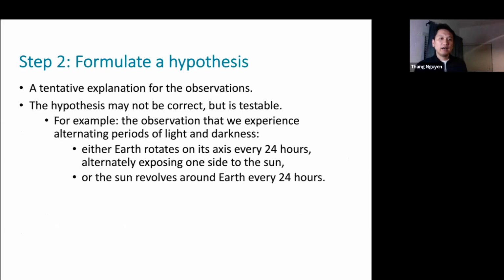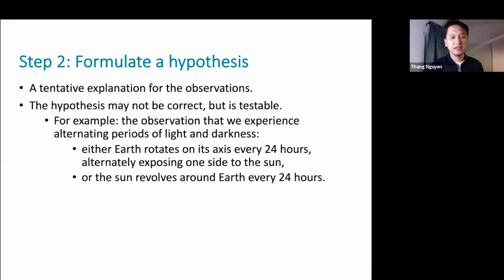Now, after you make the observations, you can then formulate a hypothesis, which is a tentative explanation for your observations. Now, it doesn't have to be correct all the time, but the key point is that it is testable. So let's take an example. You observed that we experience alternating periods of light and darkness, and we also observed that we see light when the sun is around, and when the sun is gone, we don't see light, we see darkness. Okay, so we can have two hypotheses for this observation.